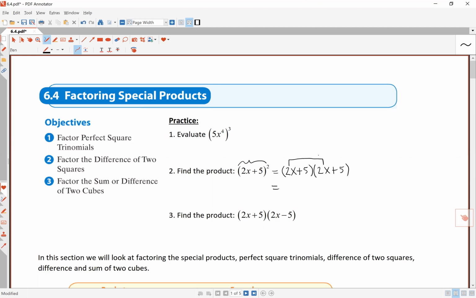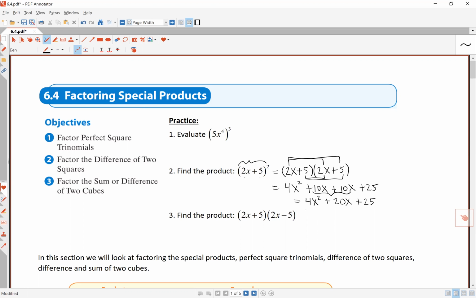We see that the F in FOIL is going to give us 4x squared. The O in FOIL is going to give us 10x. And the I in FOIL gives us another 10x. And the L in FOIL gives us plus 25. So we see that when we're done, we end up with a first term that's a perfect square. The middle term is twice the product of the 2x and 5, which is 20x. And the last term is another perfect square, which is the square of 5.